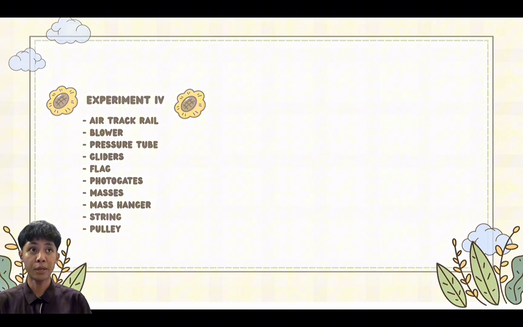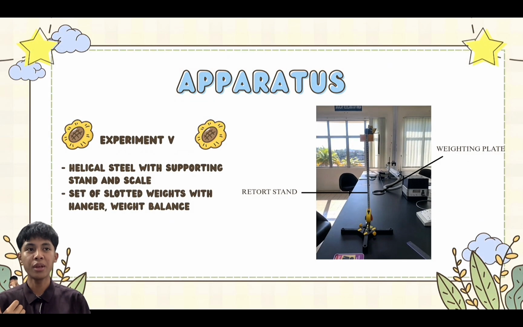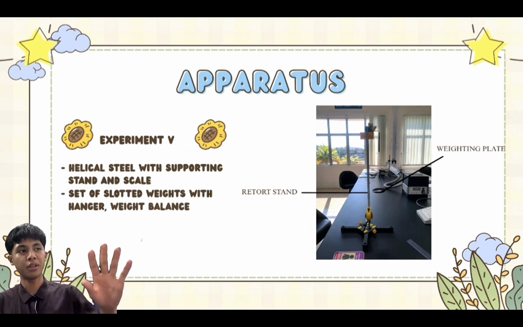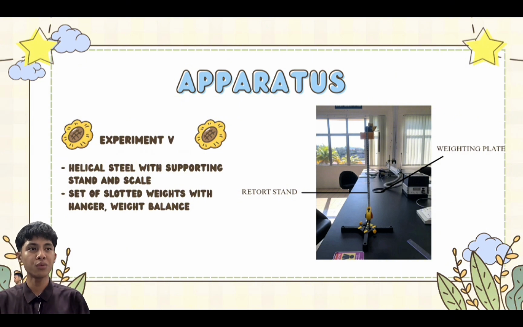And as the apparatus for experiment 5, we have helical steel spring with supporting stand and scale. And the second one is a set of slotted weights with hanger, weight balance. So over here we have the image for this experiment. The tall one, we could call it a retort stand, and the small plate is named weighing plate.